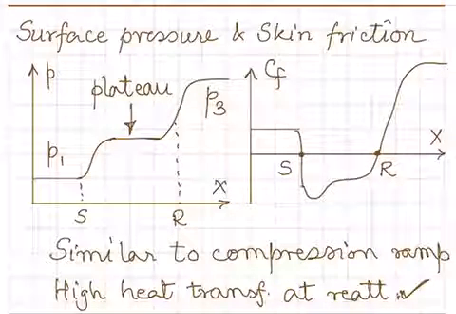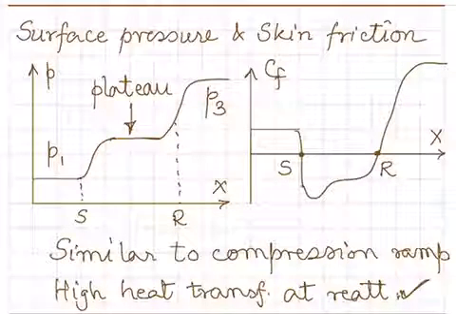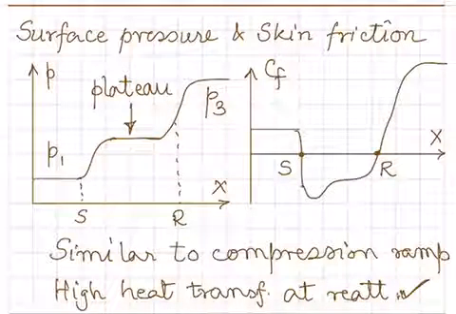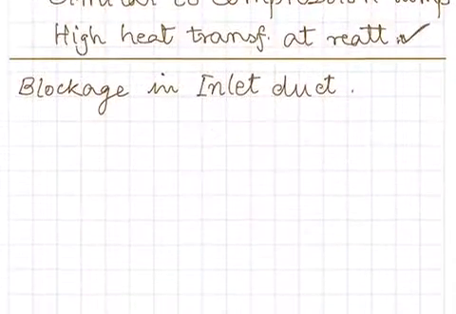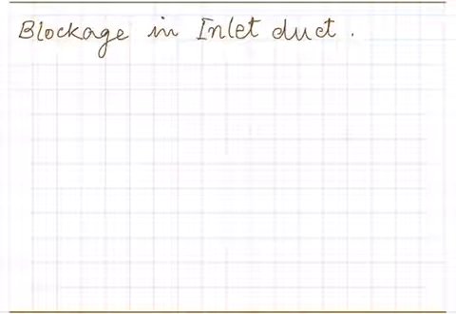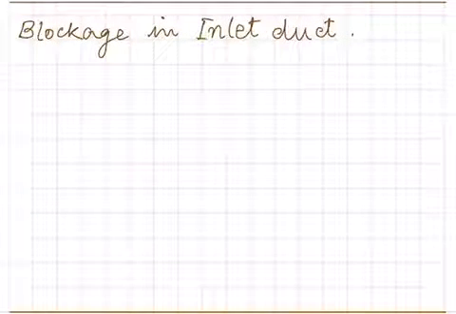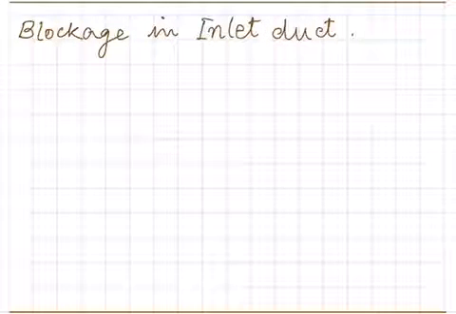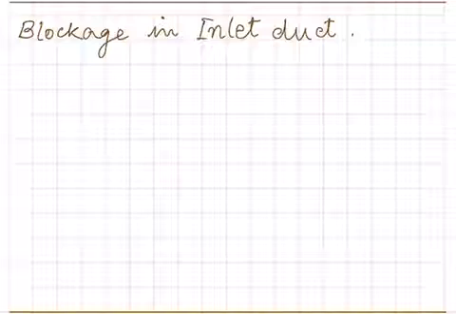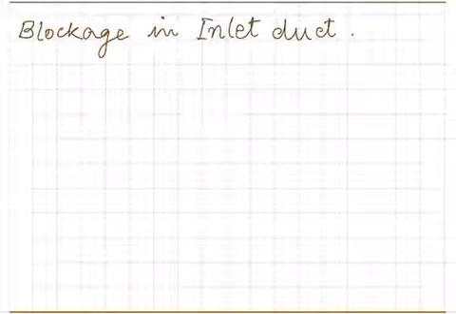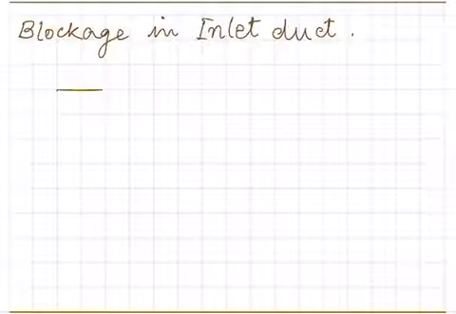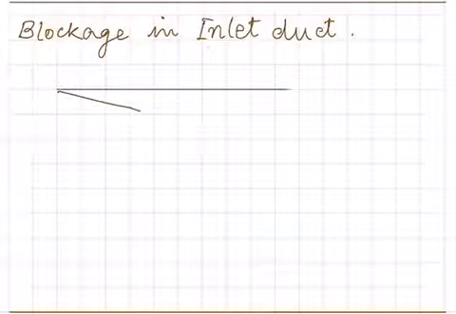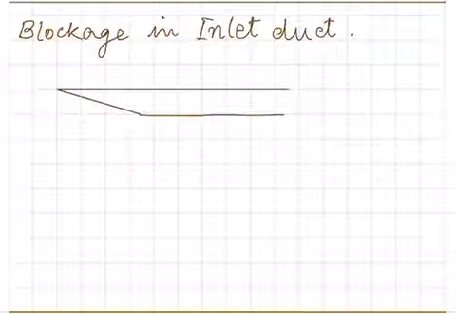There is another aspect which is also very crucial for such shock boundary layer interactions generated by oblique impingement, and that is flow blockage in an engine inlet duct. So I'm going to take the picture that we had drawn initially and extend it a bit more. Something of this sort.